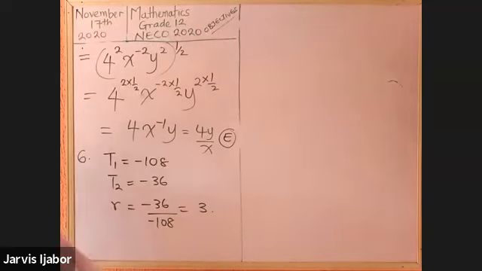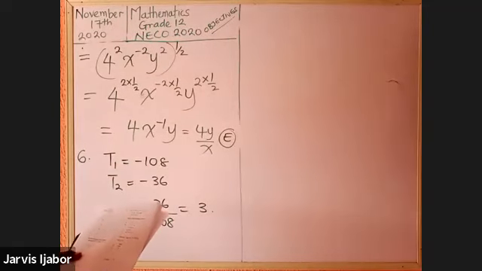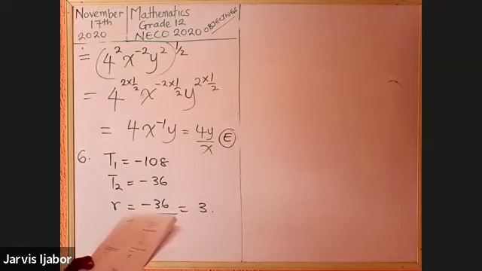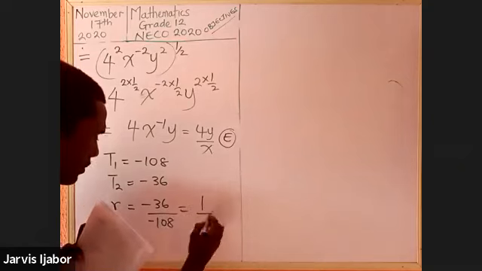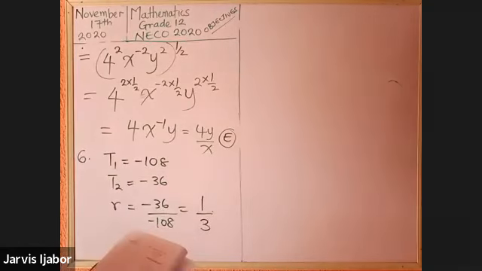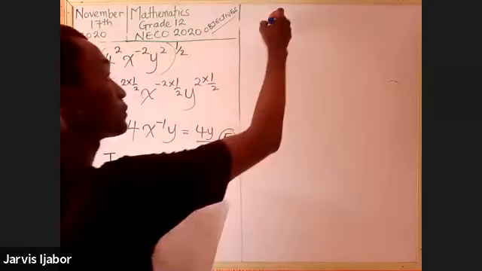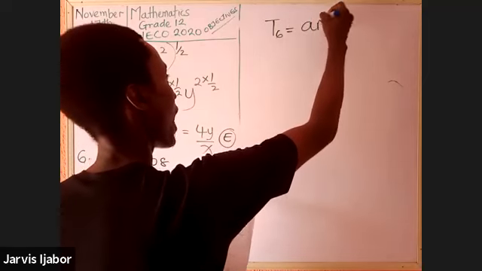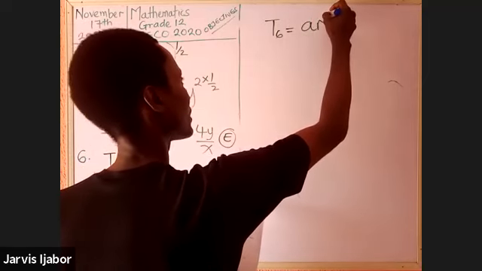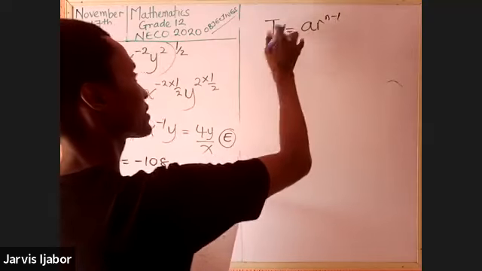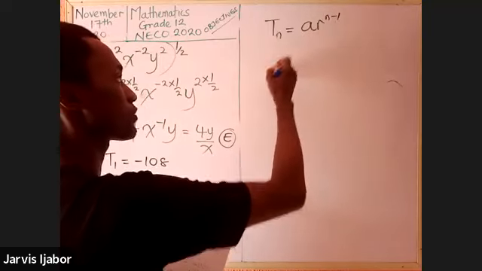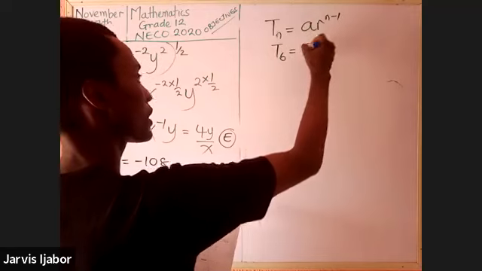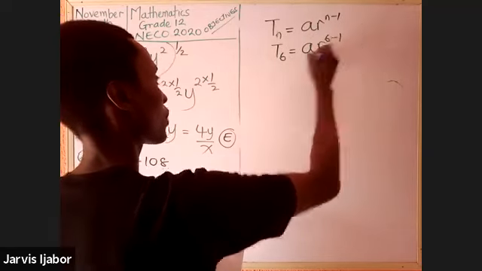So the common ratio, since it's a GP, will be what? Negative, is that 3 or 1/3? Sorry about that. That will give you 1/3. So if you are told to find the 6th term, what do you do? That will be T6 equal to A R raised to the power of what? N minus 1. Okay, let's start with the nth term, just for purpose of clarity. So T6 will now be what? A times R raised to the power of 6 minus 1.